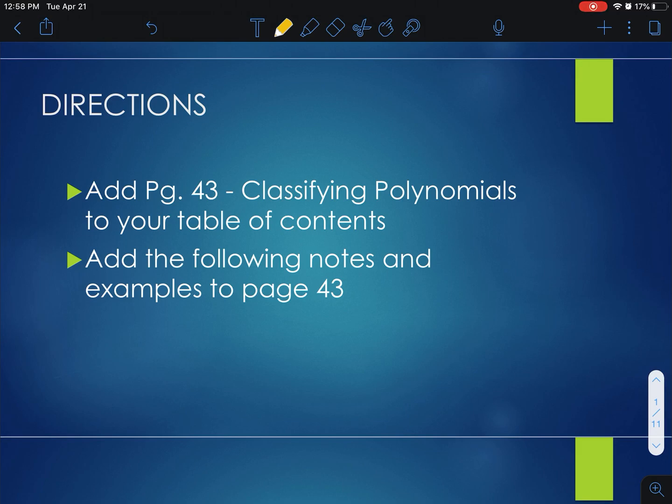It's called Classifying Polynomials. And then go ahead and turn to page 43, and you're going to add the following notes and examples to page 43. If you run out of room, just continue on with the next page.